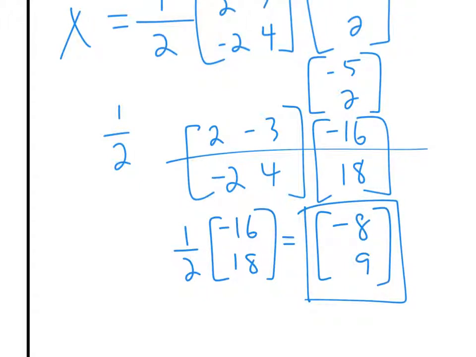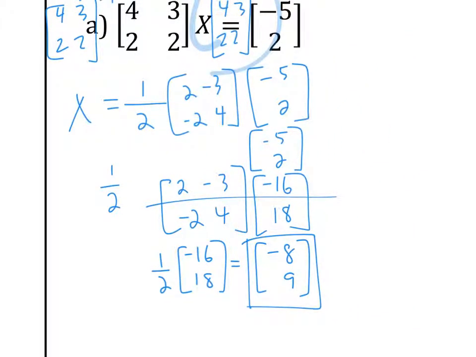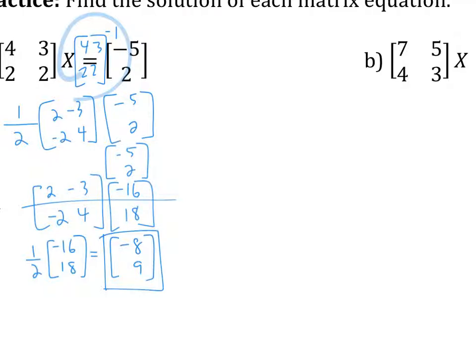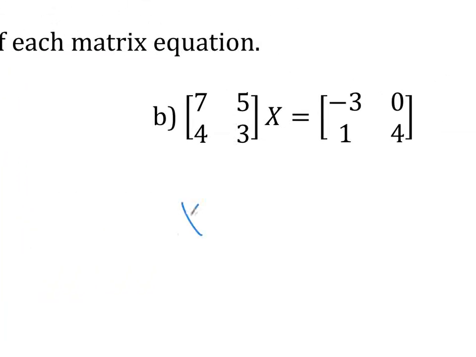Yeah? How did you get positive 18? Negative 5 times negative 2 is positive 10. 2 times 4 is positive 8. Okay, let's have you try one more. Okay, B, let me know when you're done. Okay, so the X matrix is negative 14, negative 20, 19, 28.